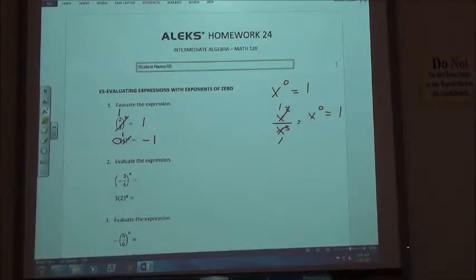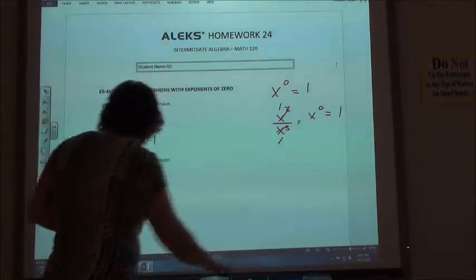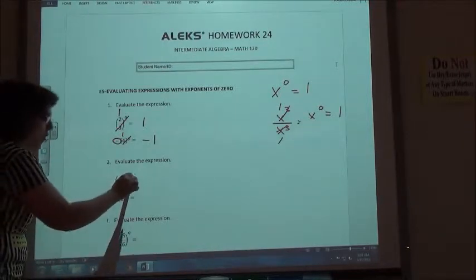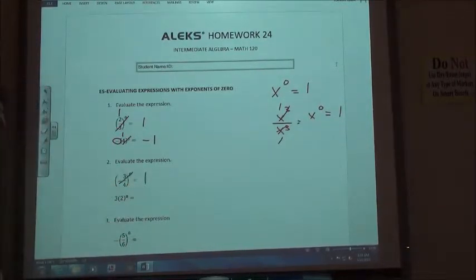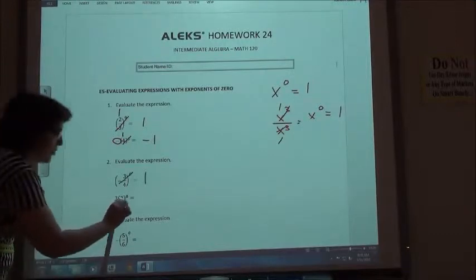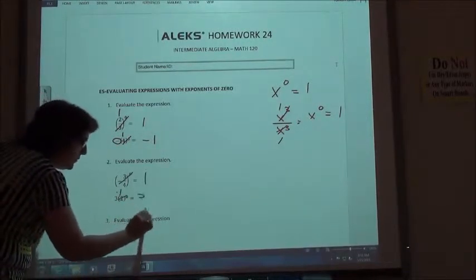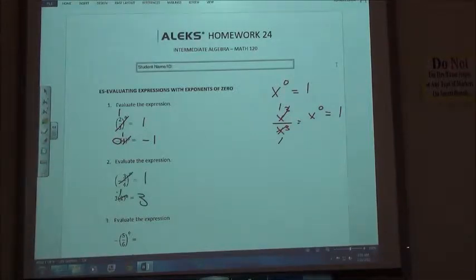So on number 2, if I'm going to do -3/4 to the 0 power, that is going to be 1. The whole thing's in the parentheses, so I just get the 1. If I do 3 times 2 to the 0 power, I'm going to get 3, because 2 to the 0 power is 1, so I get 3 times 1, which happens to be 3.